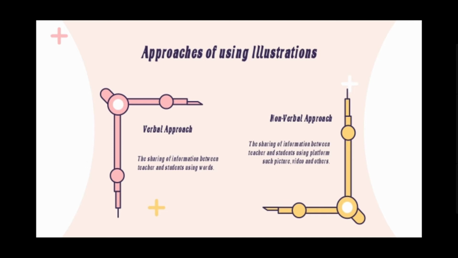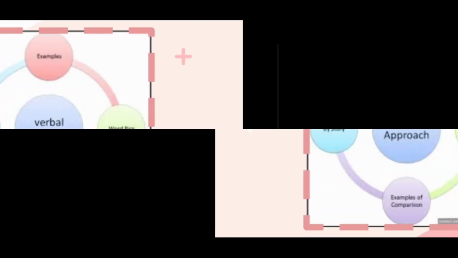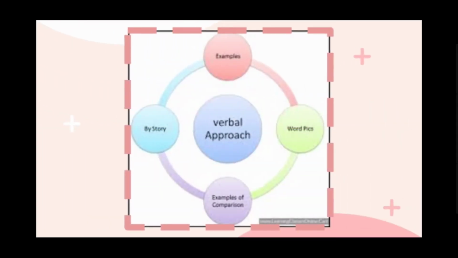So the first one is a verbal approach. The verbal approach is the sharing of information between the teacher and the students using words. So it is a basic communication that we do every day, like one individual talks to another individual using words. And then the next one is the nonverbal approach. The nonverbal approach here is the sharing of information between the teacher and the students using platforms such as pictures, videos, and others.